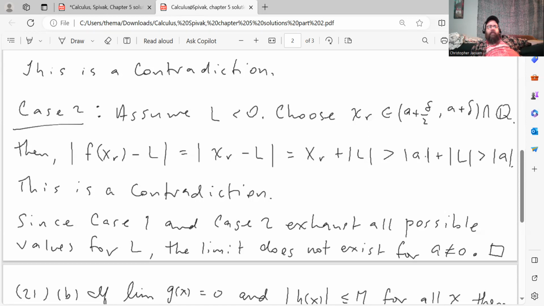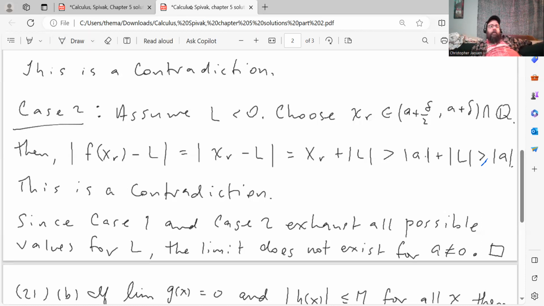The value of L is negative, so this is actually a positive number. So you can just take this, this is equal to this, in other words. Notice that, again, this is greater than or equal to absolute value A plus absolute value L, which is greater than or equal to absolute value A. So that means this is greater than the epsilon that we chose. And again, this is a contradiction.